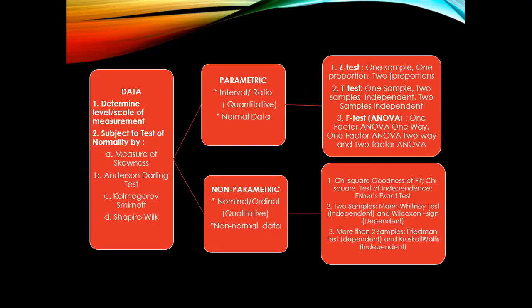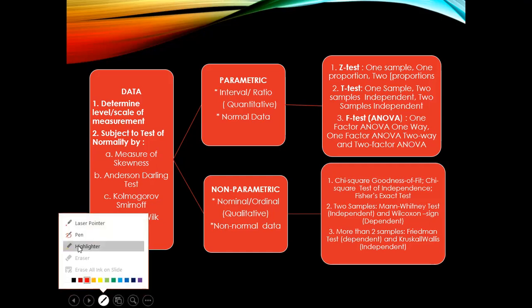Okay, so this chart shows us the summary kung paano ba mag-decide. So first of all, we determine the level or scale of measurement. Okay, so apat lang naman yon. So dito sa first, pag yung data natin is interval or ratio, ang gagamitin natin na statistical test will be parametric. So ang statistical test natin is classified into two. You have the parametric and you have the non-parametric methods.